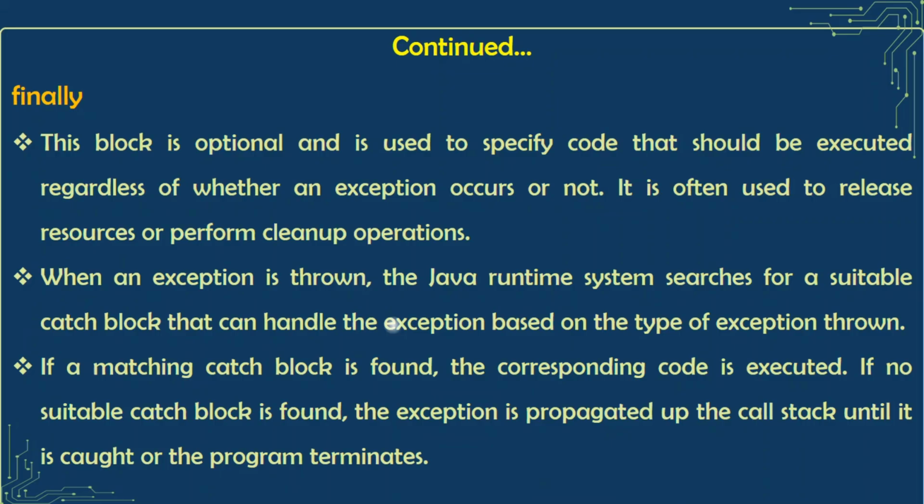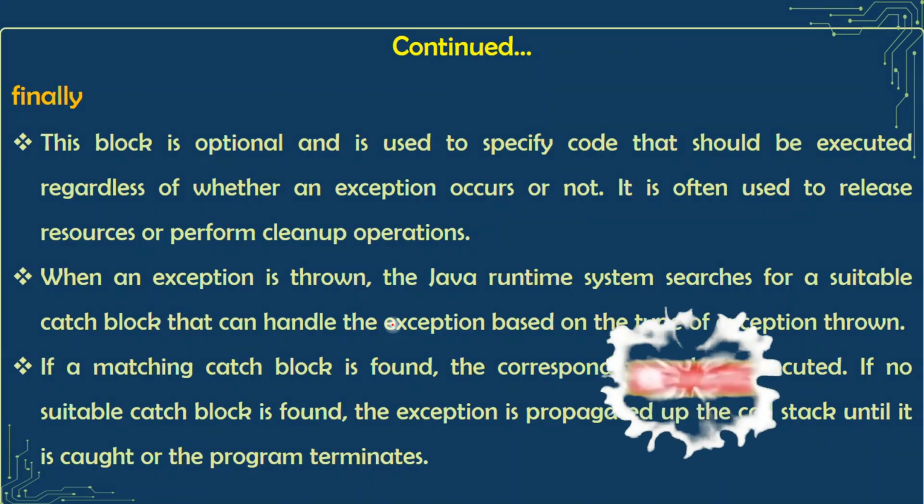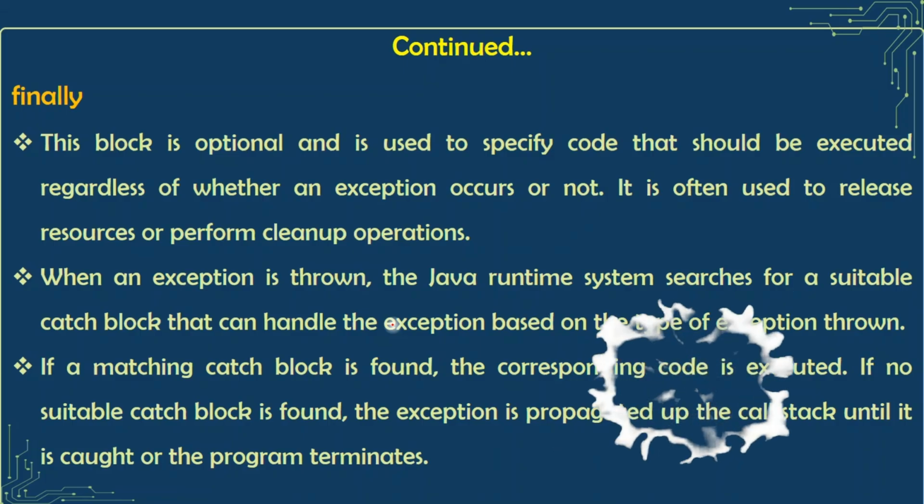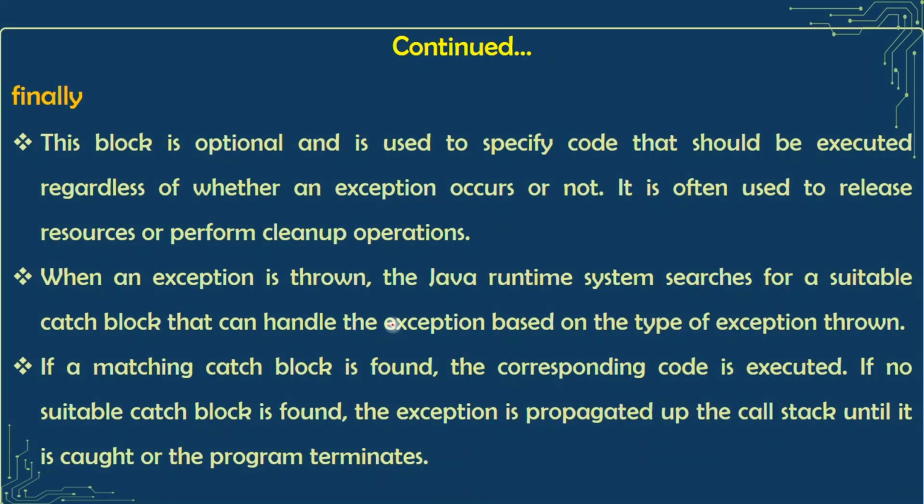The other is the finally block. This block is optional. It's not mandatory. It is used to specify the code that should be executed regardless of whether an exception occurs or not. Any statement which is enclosed in the finally block will be executed regardless of the exception. Whether there is an exception or not, it is going to be executed. So this finally block may be used to release a certain resource, or to perform certain clearing operations, or to close a connection. For example, it can be used in socket programming.